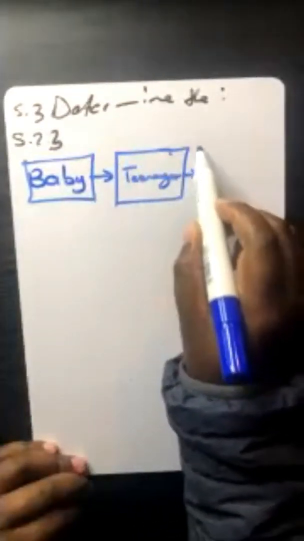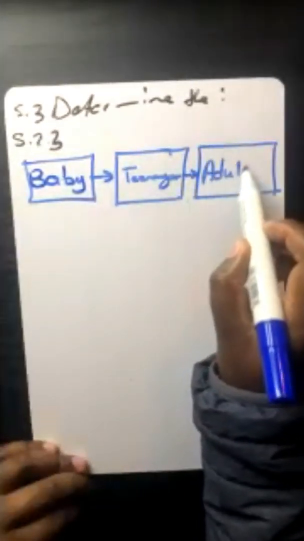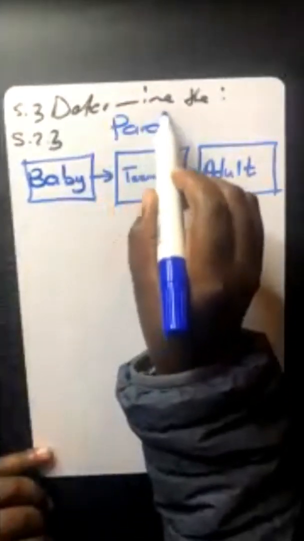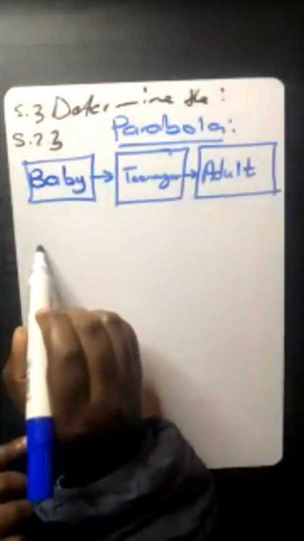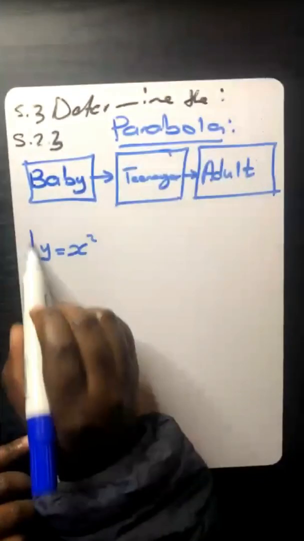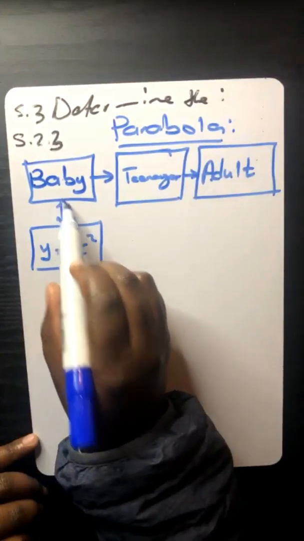And again as an adult. So just make sure to catch up on my Monday's lessons, guys. I explain this in detail. I say when we talk about a parabola, this is where it started, guys. It started as just y being equal to x squared. So this is the formula as a baby.